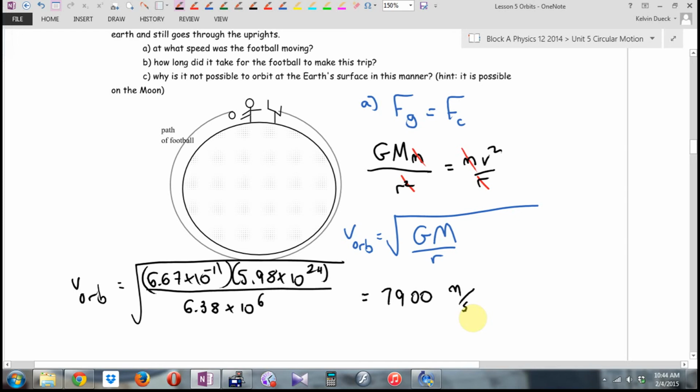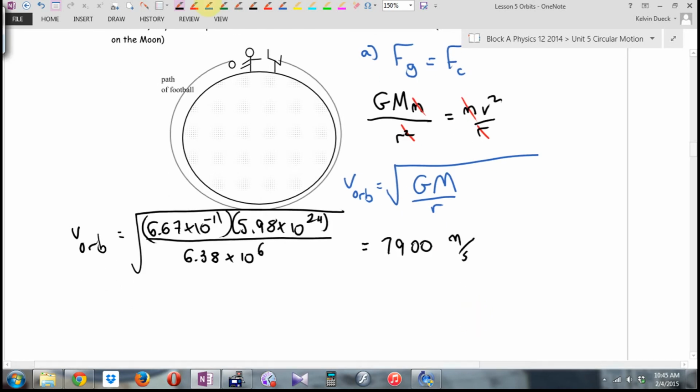Before we answer B, let's talk about C. Why isn't it actually possible to orbit the Earth's surface in this manner, although it would be very possible on the moon? Air resistance. Your rocket ship would heat up, and the air resistance would slow it down. You could not shut your engines off and orbit. You'd have to continually be adding energy.